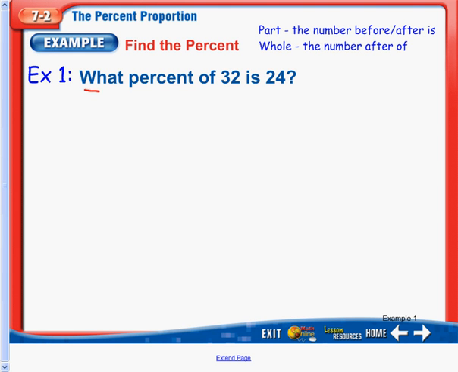Right off the bat it's asking what percent, so we know the variable we're going to have remaining at the end is n for the percent. So n percent is what we're looking for over 100. These other two numbers are going to be the part and the whole. To figure out which one is the part and which one is the whole, we're going to use this guide at the top right of our paper here.